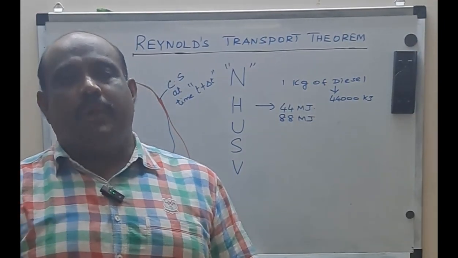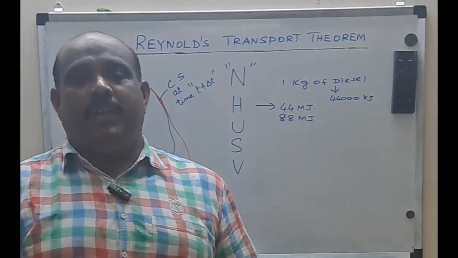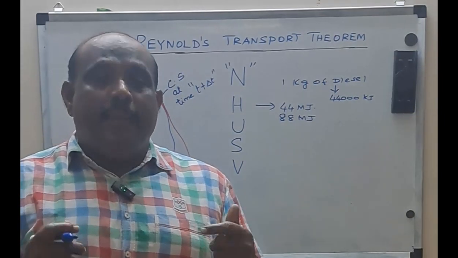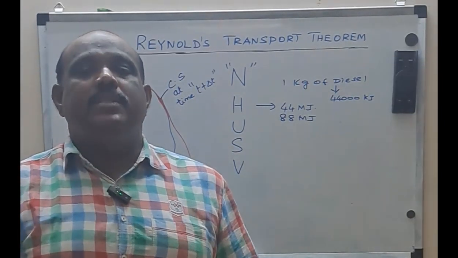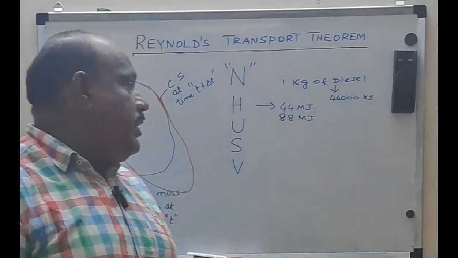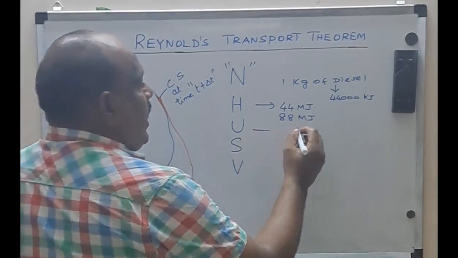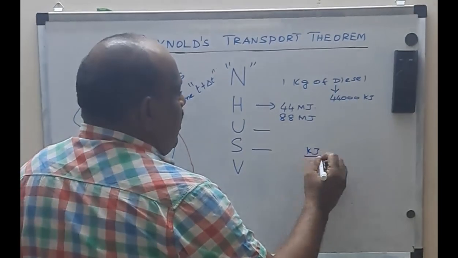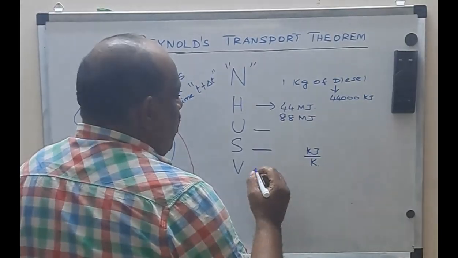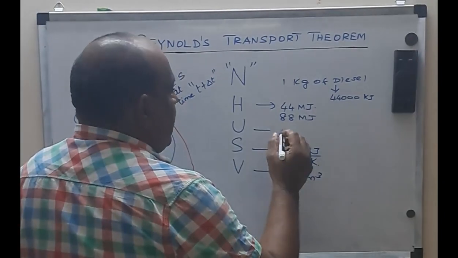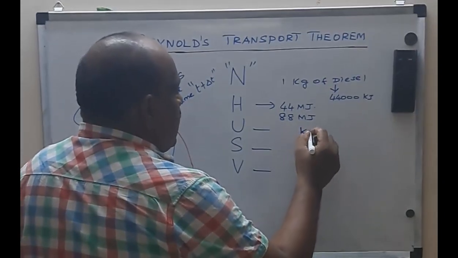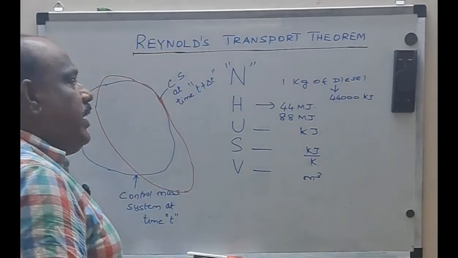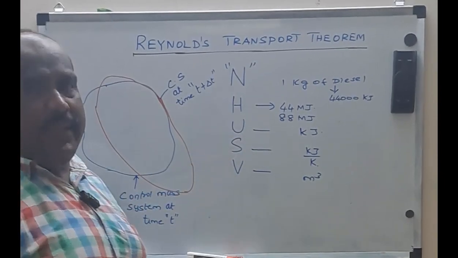This is called an extensive property. Extensive properties are those properties which depend on the mass. If the mass increases, the property also varies. Similarly, internal energy. Similarly, entropy, whose unit is kilojoule per Kelvin or joule per Kelvin. The unit of volume is meter cube. The unit of internal energy is joules or kilojoules. These are all called extensive properties.